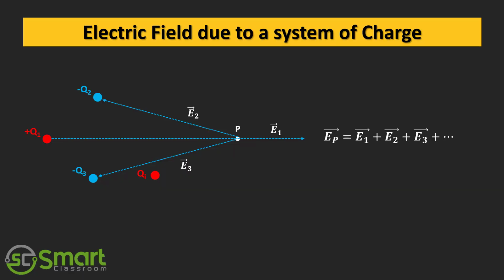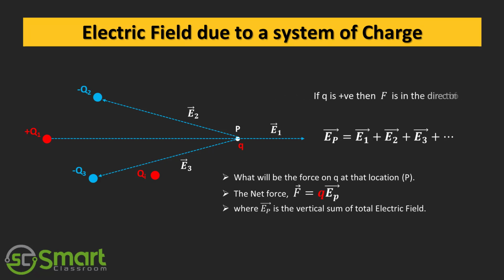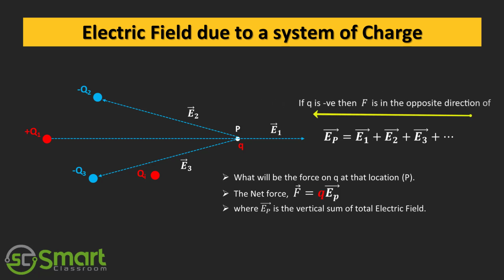When we place a small charge q at the point P, what will be the force on q at that location P? The force vector F equals small q into vector EP, where EP is the vectorial sum of total electric field vectors at the point P. If q is positive, then force is in the direction of vector EP. If q is negative, then force is in the opposite direction of EP. If q is large, then force will be large. If q is small, then force will be small.